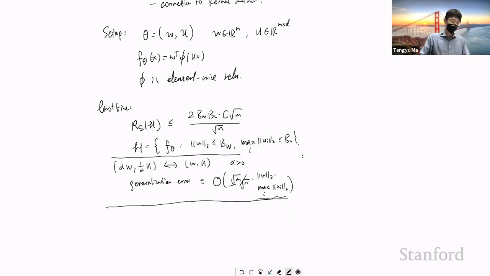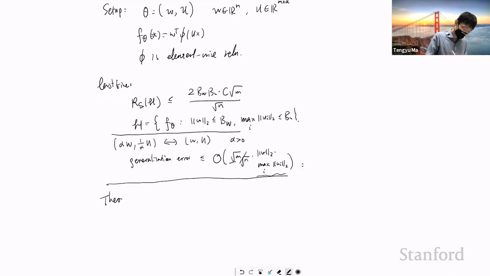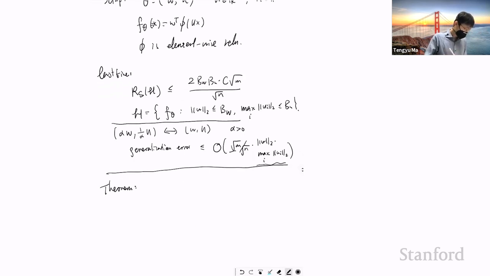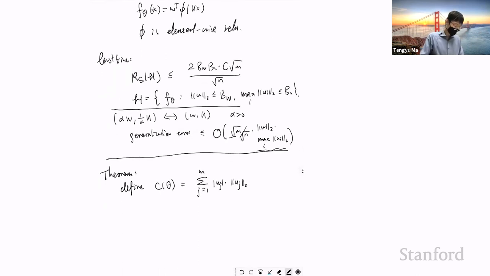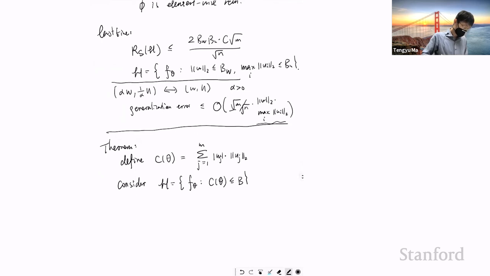Okay, so here is a refined bound. Let me state the theorem first. We define this complexity measure called C of theta. This complexity measure is defined to be the sum over j of the absolute value of W_j times the 2 norm of u_j. And correspondingly, given this complexity measure, you can define the corresponding hypothesis class, which is the family of functions with bounded complexity, bounded by B.